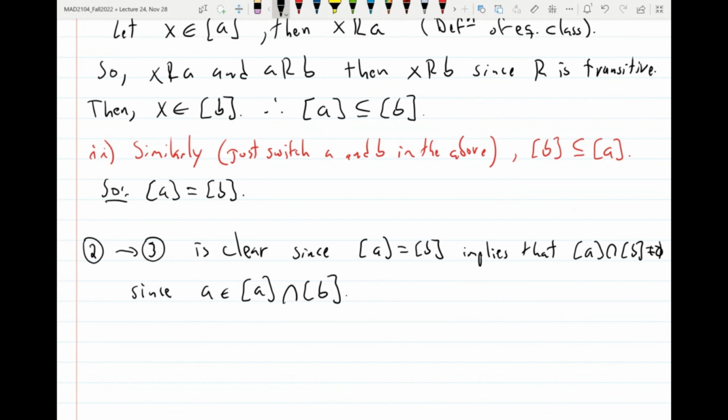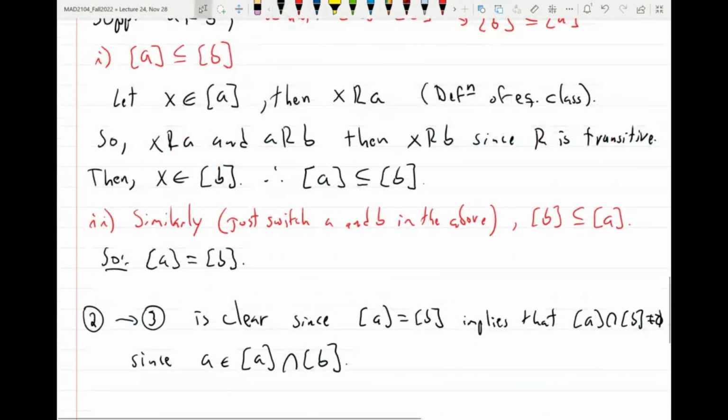right? I mean, we know that this is not an empty set because we said there are at least 2 elements, A and B, in the set, right? And the element A is in the class of A because A is related to A by reflexivity, right? And because the classes are equal, then that same A is also in the class of B, right? Therefore, it is in the intersection. So the intersection is non-empty.